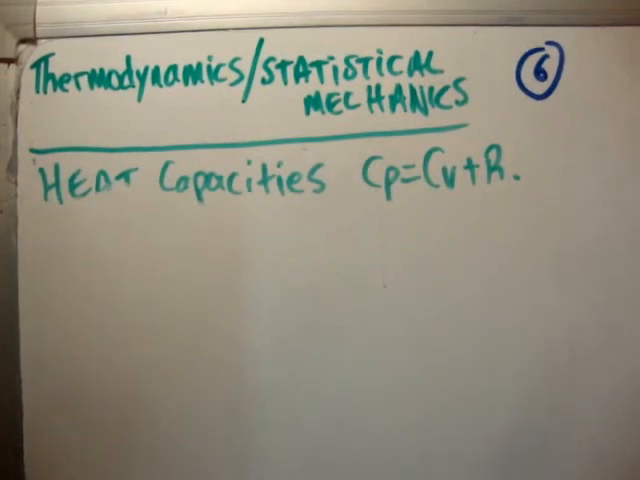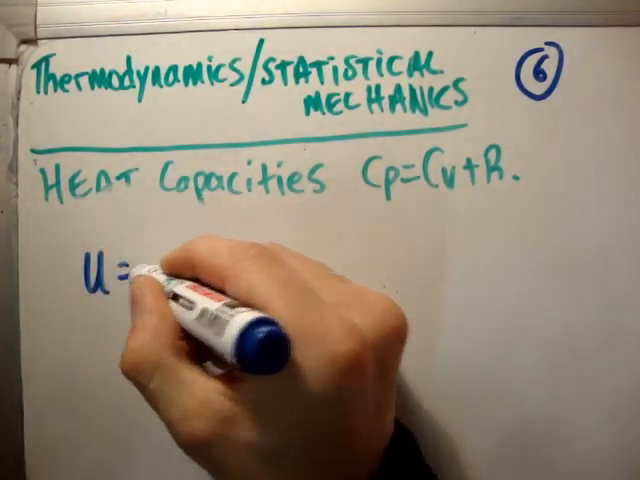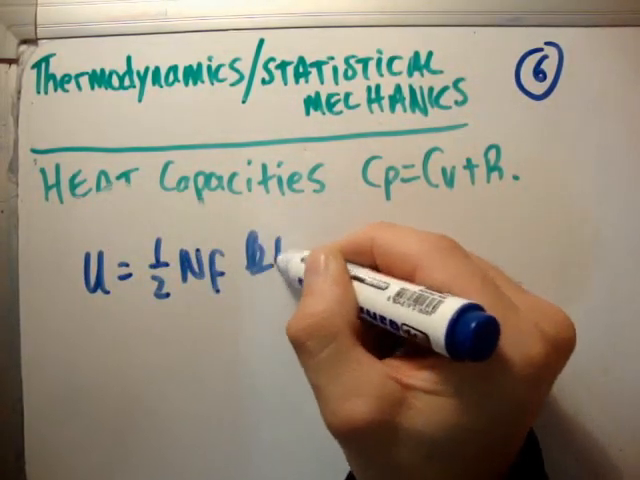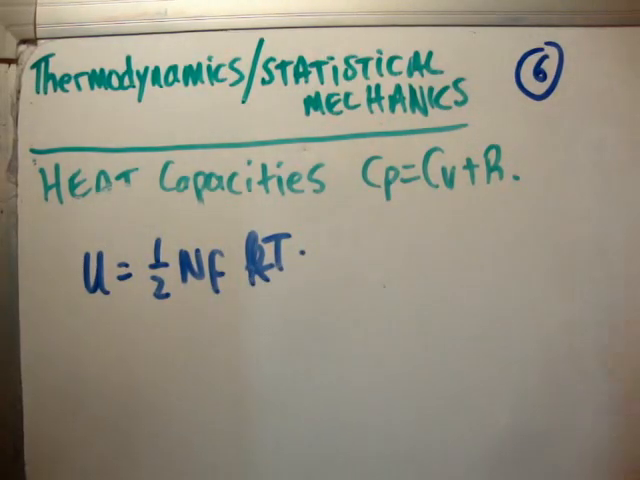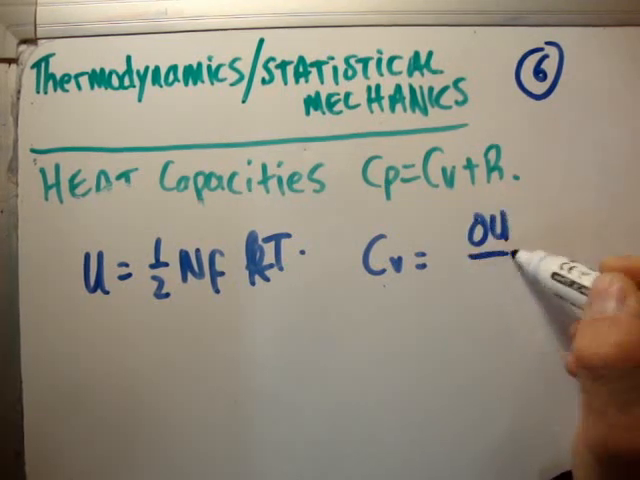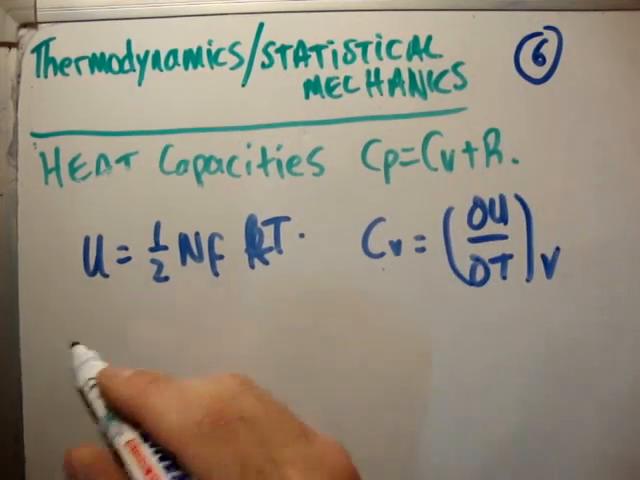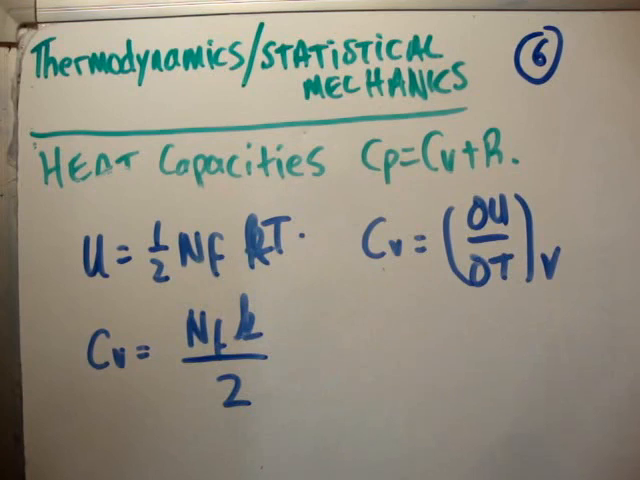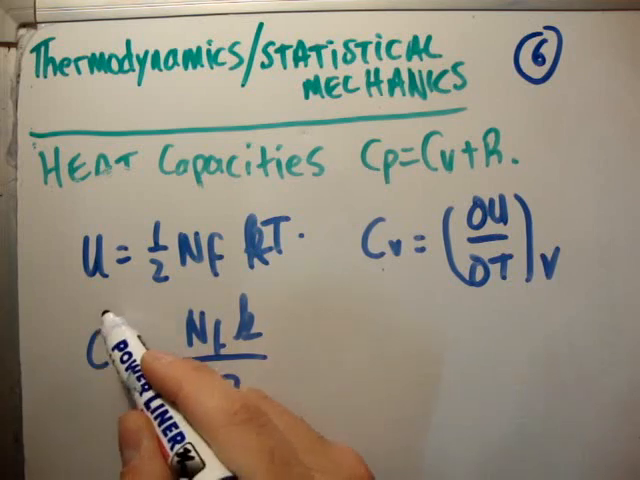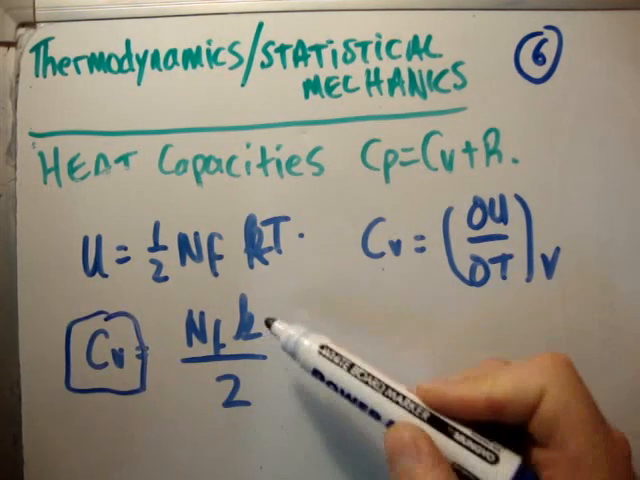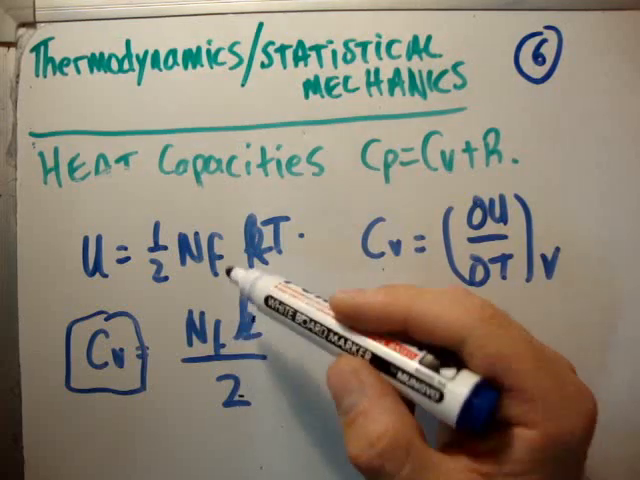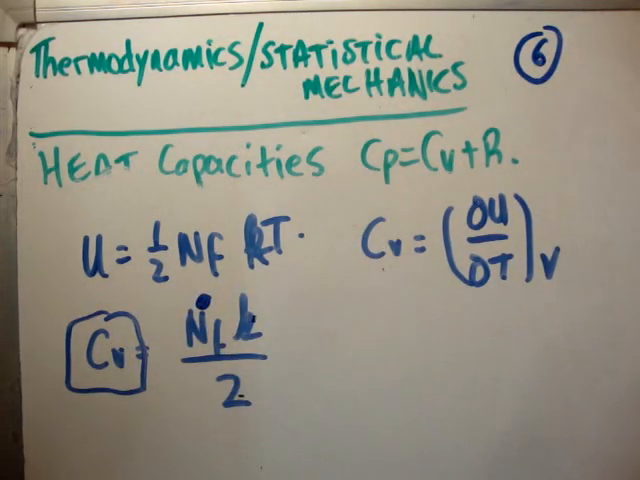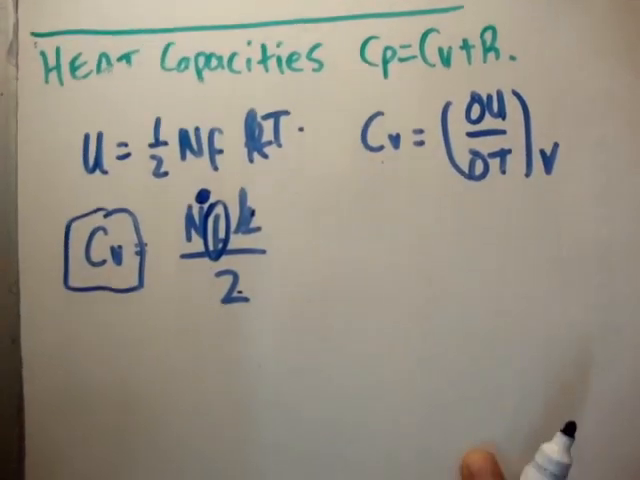Okay, so remember that the internal energy is equal to 1/2 NFKT, where the system obeys the equipartition theorem, and we know the heat capacity at constant volume is equal to del U, del T at constant volume. So if we do that derivative, we find that CV is equal to NFK over 2. Okay, and this allows us to calculate the number of degrees of freedom, because if we can get a number for the heat capacity at constant volume, we know this constant, and we're usually able to calculate the number of molecules, so we're able to get the number of degrees of freedom.